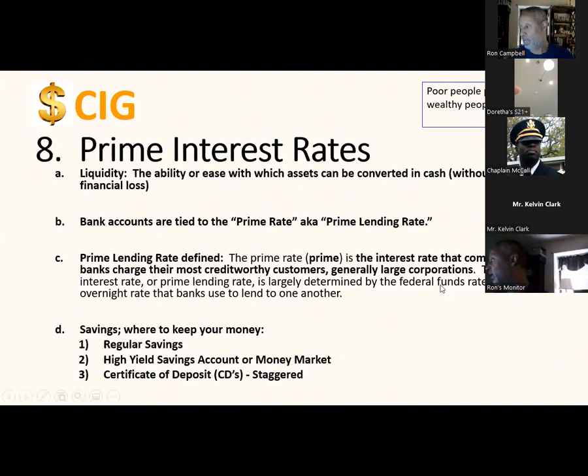Okay. Everybody got any questions about the prime lending rate or interest rates? No, I don't. All right. No. Okay. And just so you know, they're going up. So anytime you hear it on the news, that's why it's major news. The Fed is raising the interest rate. Understand for you as an investor what that means.